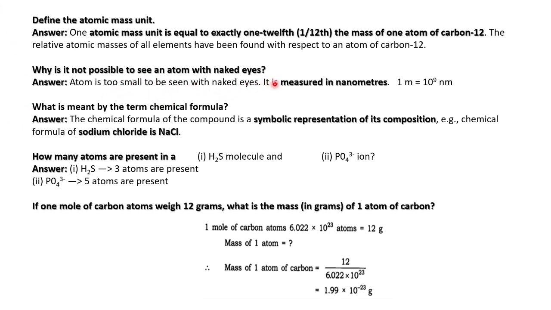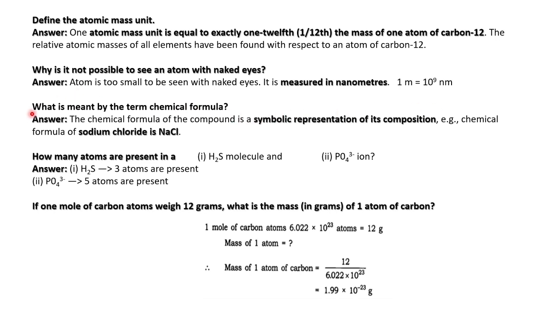It is measured in nanometers. That is, 1 meter is equal to 10 power 9 nanometers. 1 meter can be divided into 10 power 9. After 1 we can write 9 zeros. That is only a nanometer, so it is much smaller. So it is not possible to see with our naked eyes.